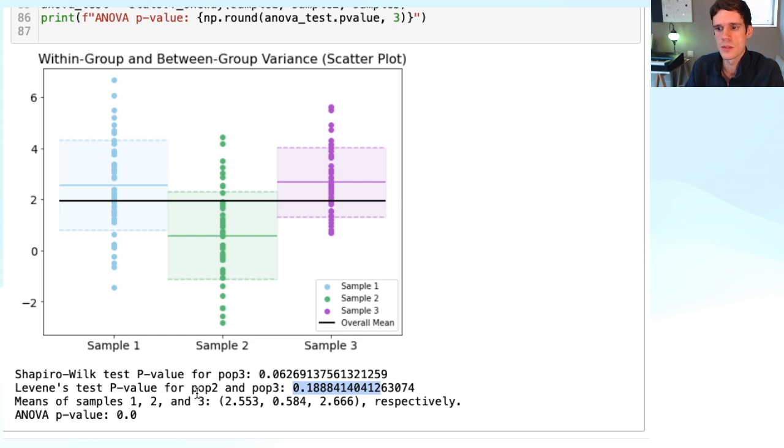And then comes the actual test between the means. So we had sample means of 2.553, 0.584, and 2.666. Now, clearly, this middle one is the odd one out. And correspondingly, we get an ANOVA p-value of 0.0.